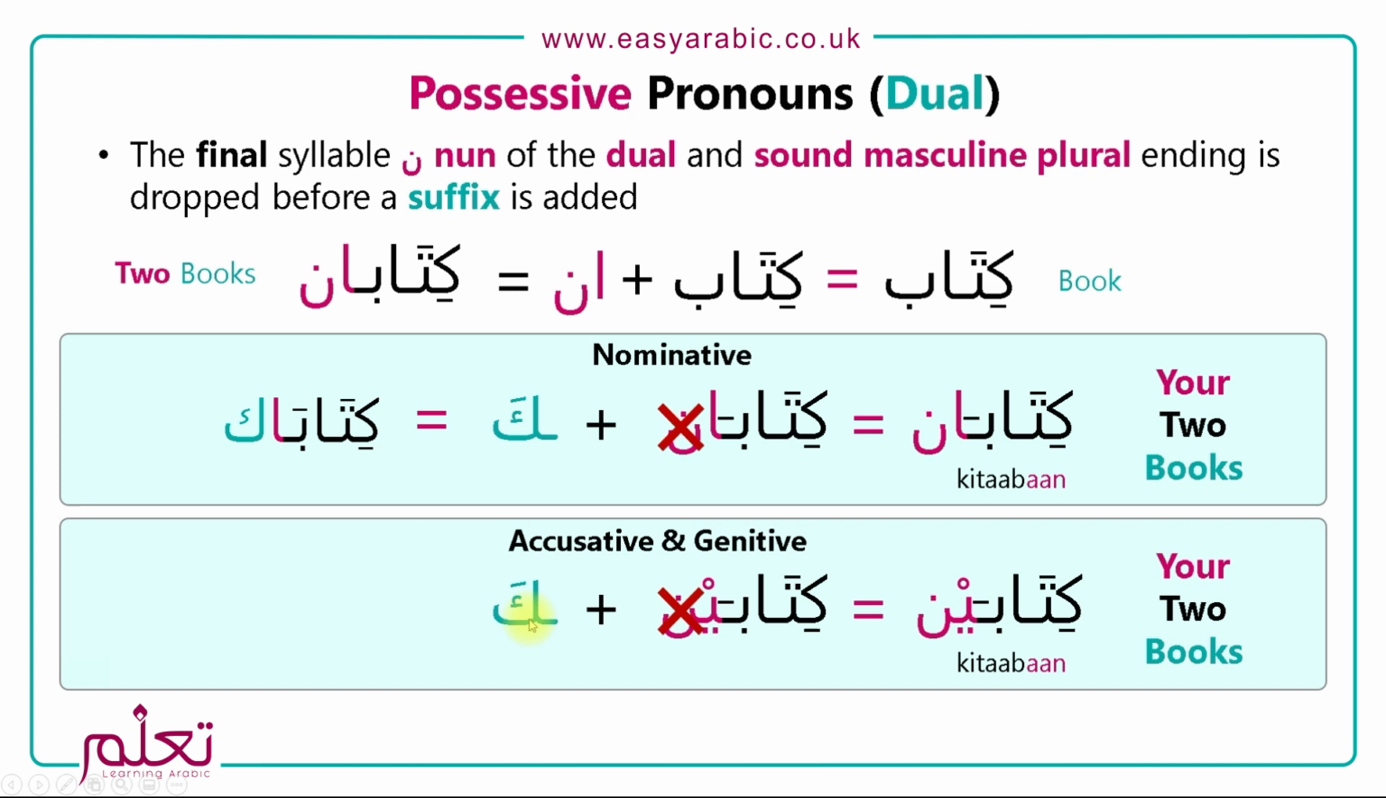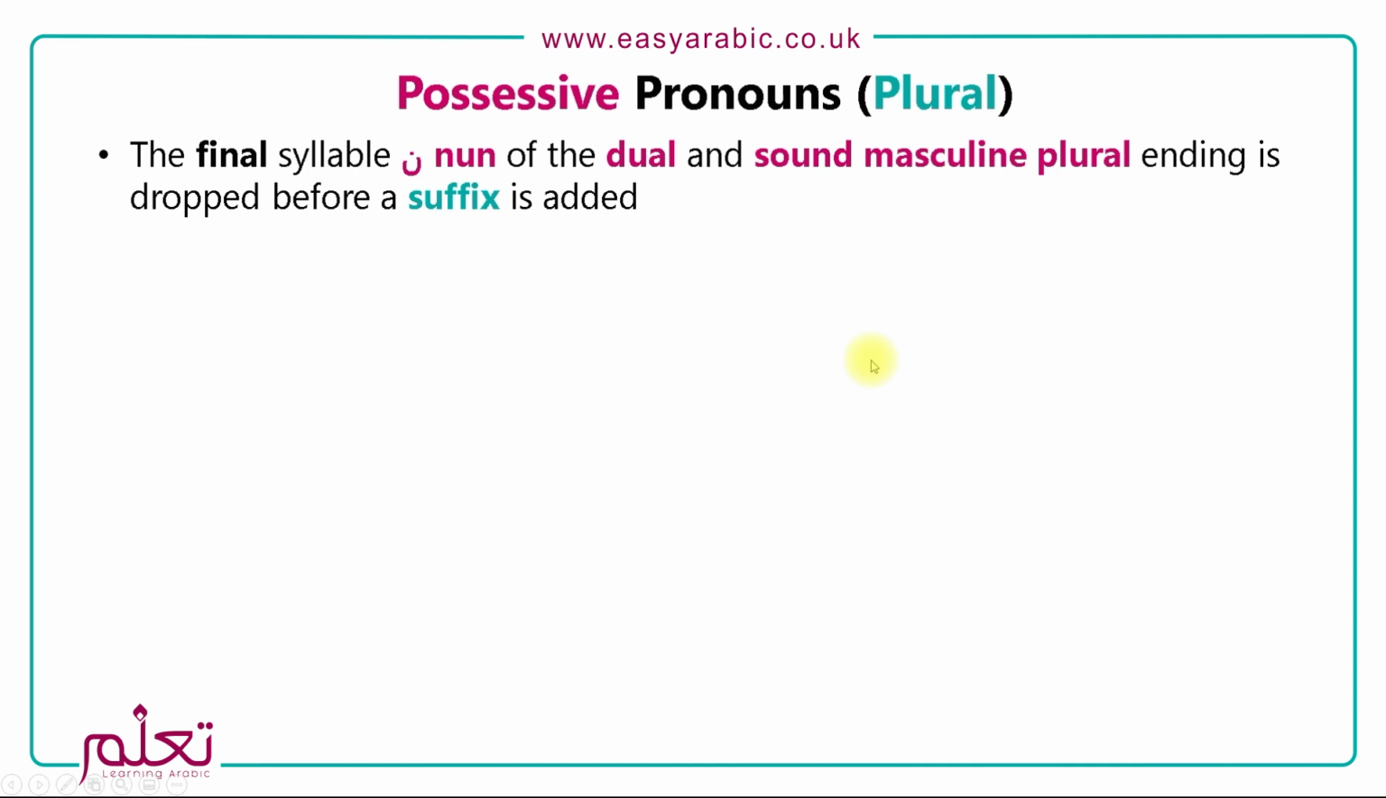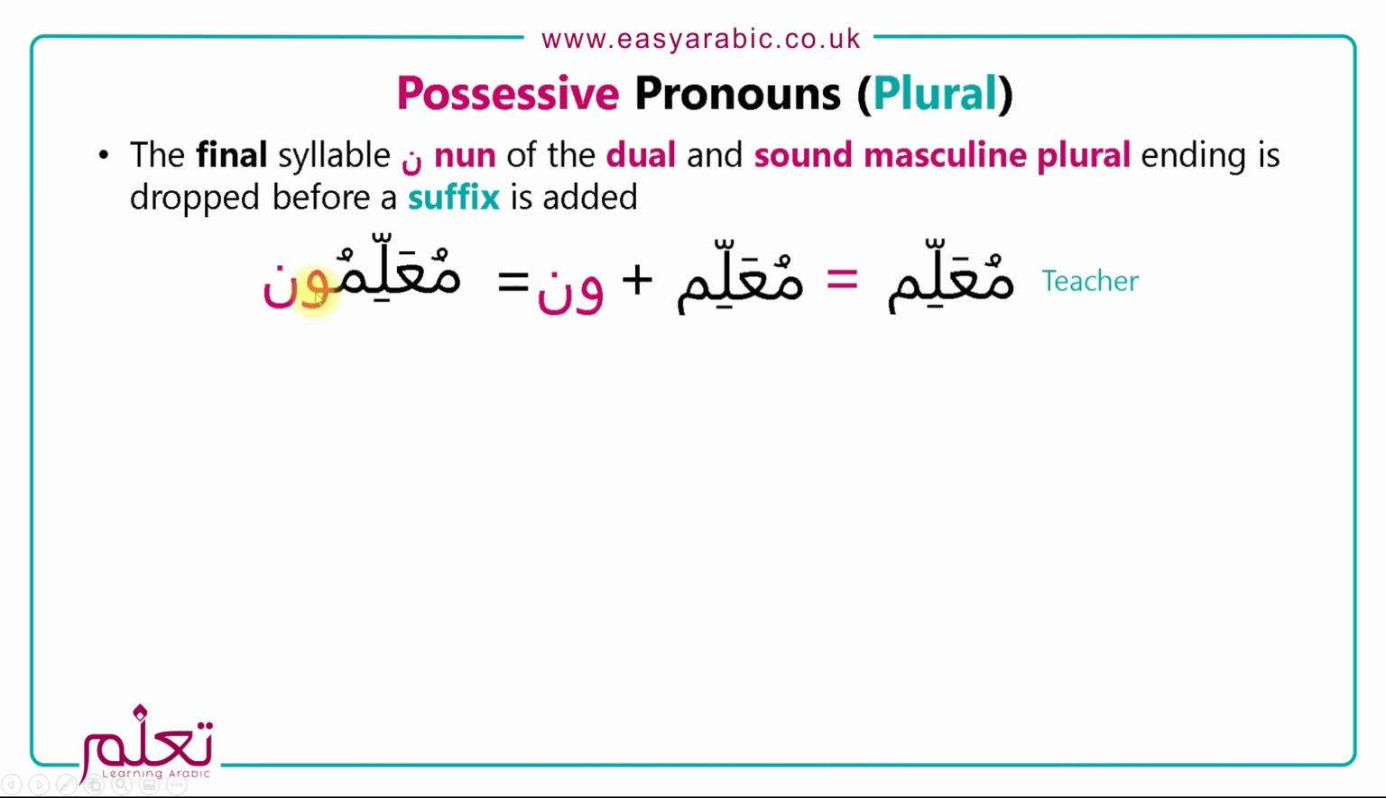So that's the rule for the dual, and it's also the same for the plural nouns. If we take the word muallim, a singular teacher, and then we add the waw noon to make a plural, it becomes muallimun. So that is plural teachers. So when we add a suffix at the end of this, it will be muallimuka. Actually, that was wrong earlier, it should be muallimuka.